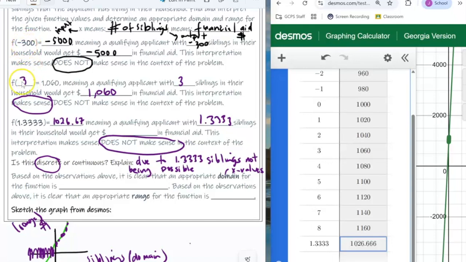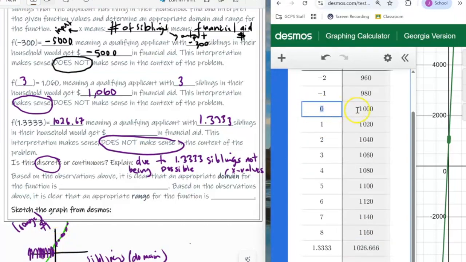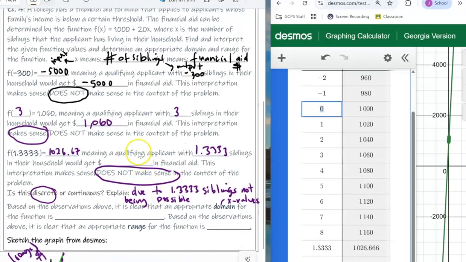All right, it can have whole numbers that are positive. It can have integers that are positive, but it cannot have integers that are negative. And the only one I really need to check is, can I have 0? So can I have 0 siblings? Do I receive any money? Yes. Apparently with no siblings, I receive $1,000. Okay, so I can have 0 moving forward, but with no decimals. So positive and 0, but with no decimals.